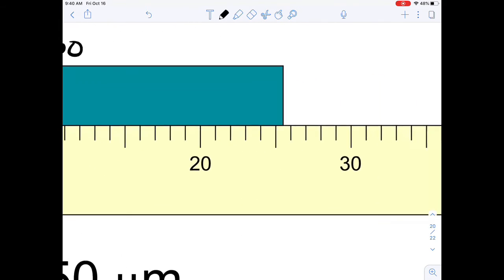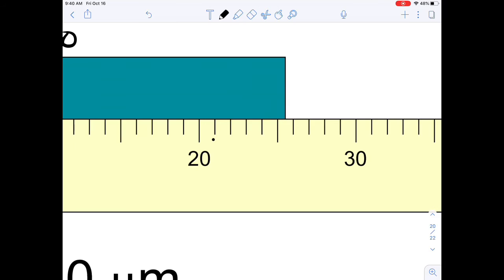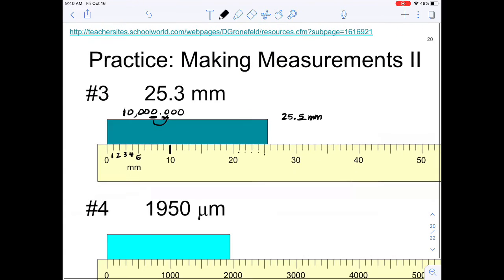Right here is 20, 21, 22, 23, 24, 25. That's the number I know for certain. And again, we said we should be estimating our tenths place. It looks like it's maybe about halfway, so 25.5 millimeters. I said 0.5, this said 0.3. It's okay because that last digit is understood to be estimated.